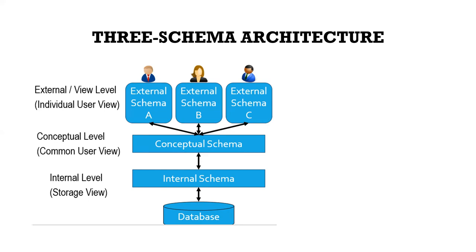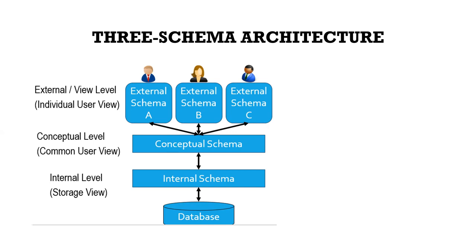The top layer is the external or view level. It is mentioned by the external schema. The second layer, the middle layer, is the conceptual level, mentioned as the conceptual schema. And the third layer, the bottom layer, slightly above the database, connected with the database approach, that is storage. This is mentioned as the internal level and it is maintained by the internal schema. It is also called the storage view.